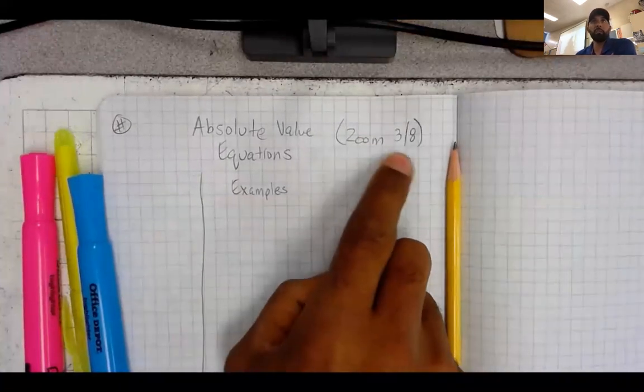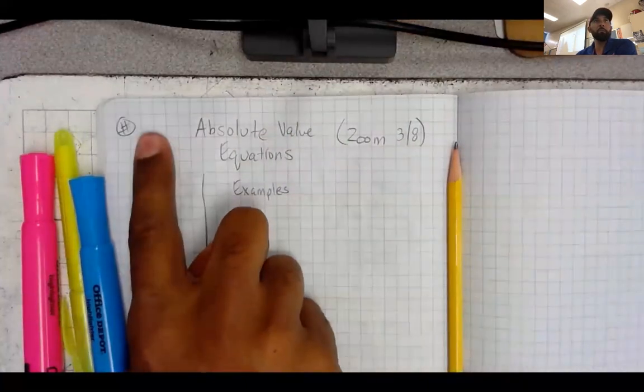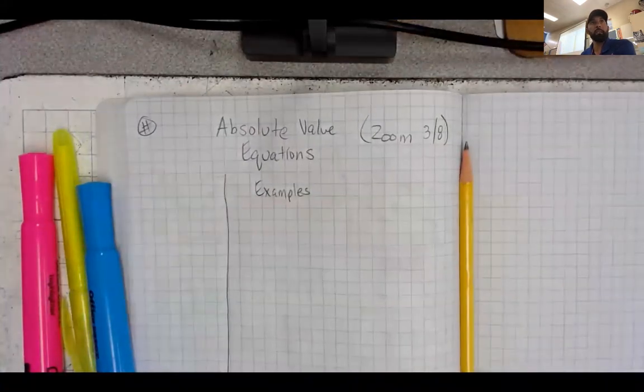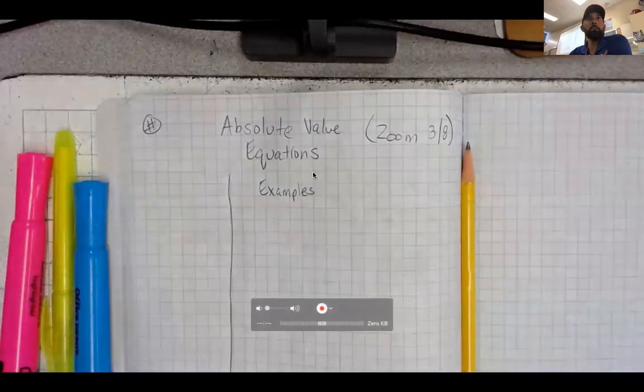And I just put this over here to remind myself it's a Zoom. These are Zoom notes, and don't forget your page number. So absolute value equations, and then put your Cornell notes line there. So absolute value equations, page number, and we'll go over that here in a second.